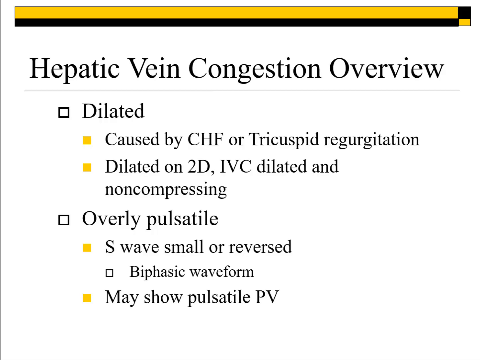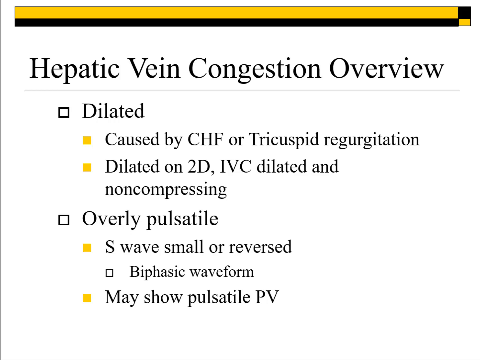So we can get large, dilated hepatic veins that you'll notice on 2D, and this is caused by right-sided heart failure or tricuspid valve regurgitation, or TR. That is because the tricuspid valve is leaking every time the right ventricle contracts, pushing flow backwards and increasing venous pressure in our hepatic veins there, or also by right-sided heart failure.